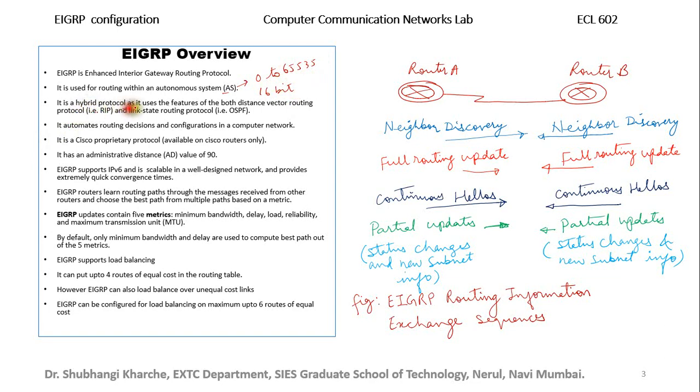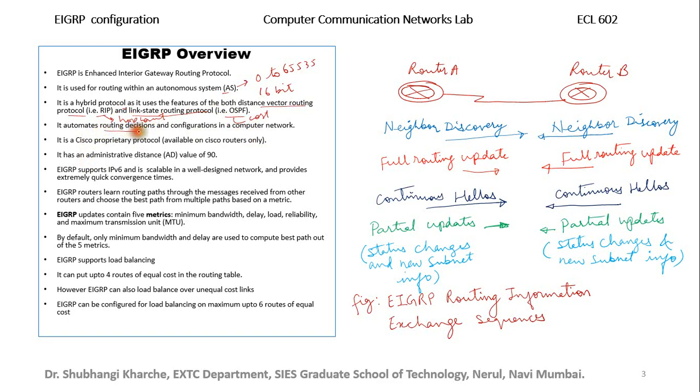EIGRP is a hybrid protocol as it uses the features of both the distance vector routing protocol like RIP and the link state routing protocol like OSPF. We have seen that the RIP routing protocol uses the hop count as the metric for routing, and the OSPF routing protocol uses the cost as the routing metric. So here EIGRP combines the metric of both RIP and OSPF to determine the shortest path from the source to the destination.